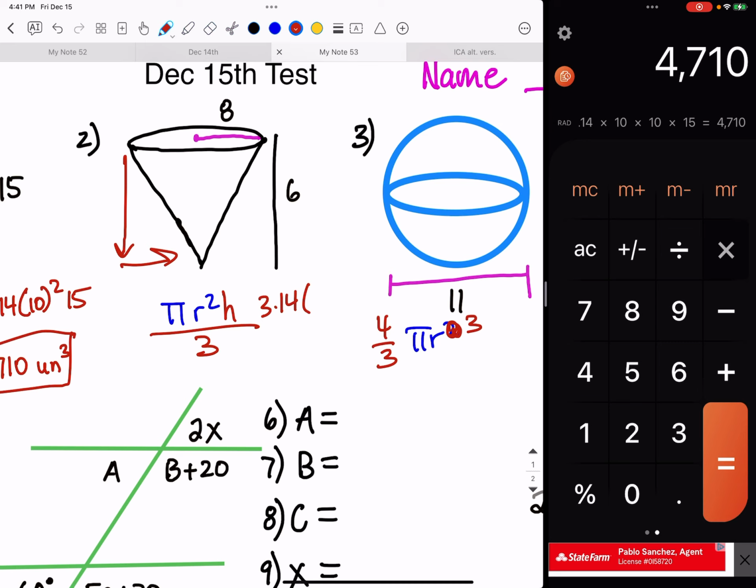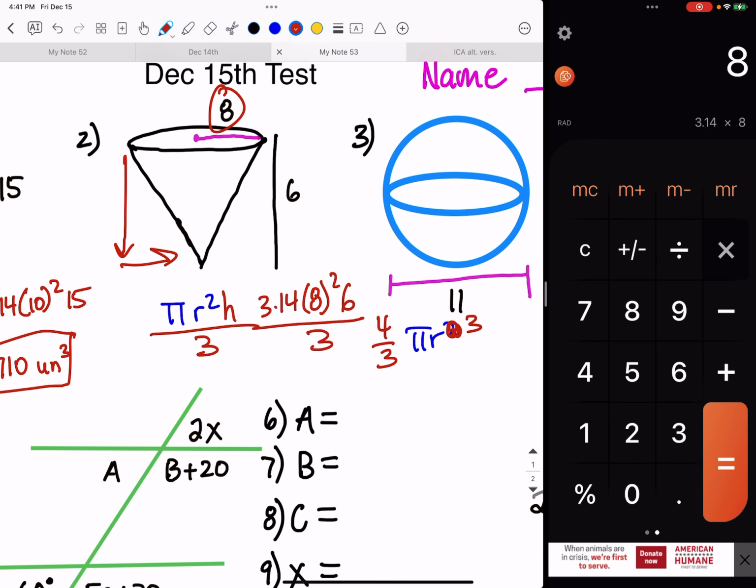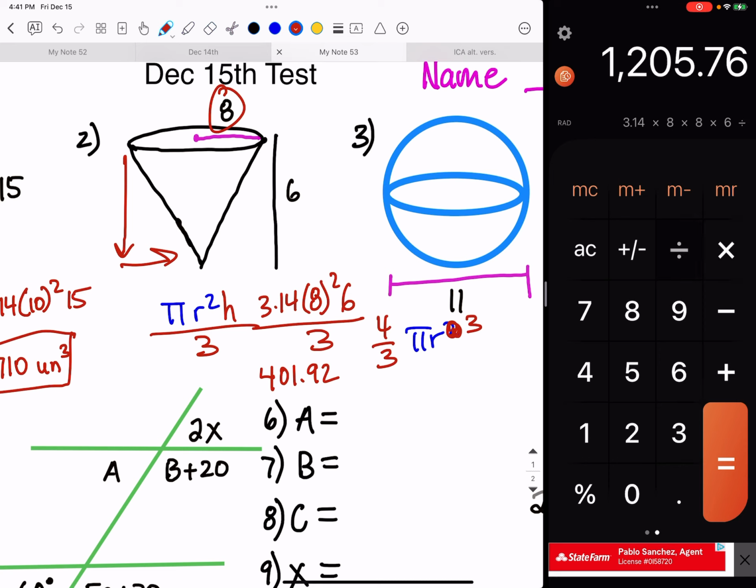All right, this one, 3.14 times the radius is 8. Times 8 twice, times 6 divided by 3. 3.14 times 8 times 8 times 6 divided by 3 equals 401.92. Let's do that again. 3.14 times 8 times 8 times 6 divided by 3 equals 401.92 units cubed, 3D units.